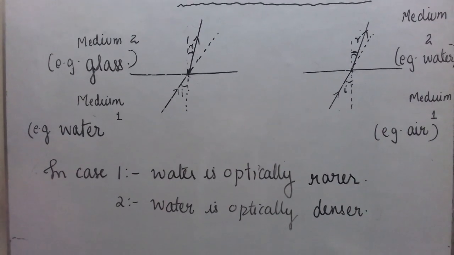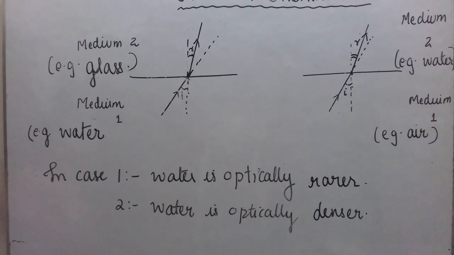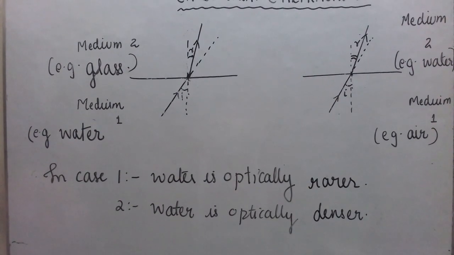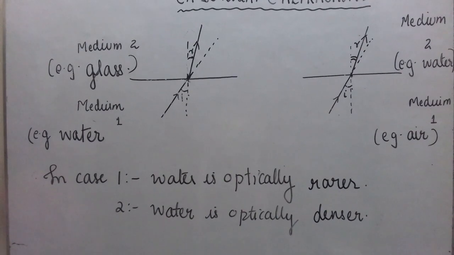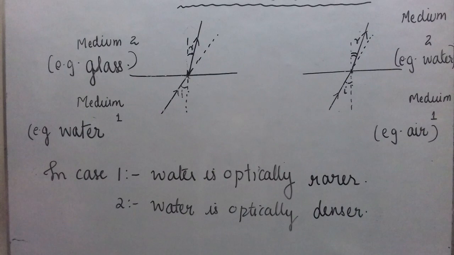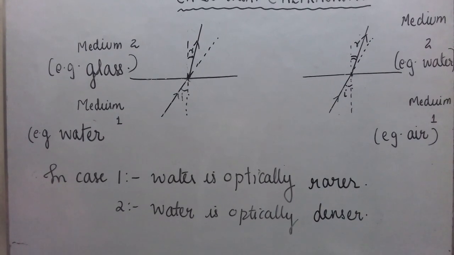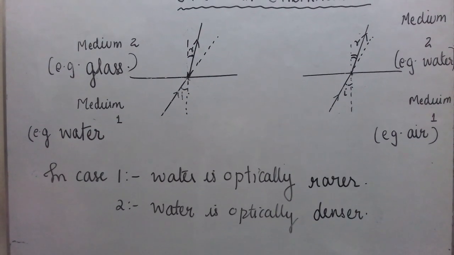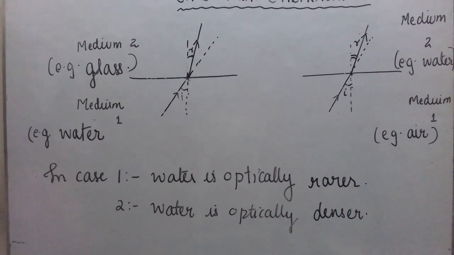Now students, what I have told you is that whenever we have two media, wherever the speed of light is more, that is the optically rarer medium. Wherever the speed of light is less, that is the optically denser medium. Now if we take any two media other than vacuum and air, because if I take vacuum and any other medium, I know in vacuum the speed is maximum. So vacuum will be the optically rarer medium and the other medium will be optically denser.